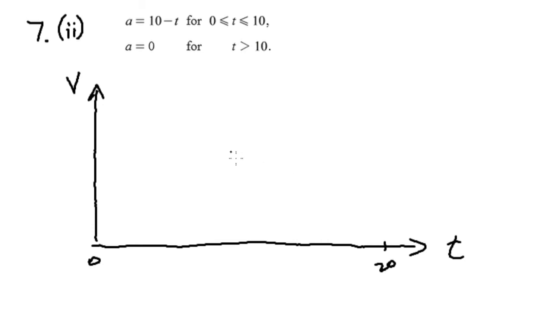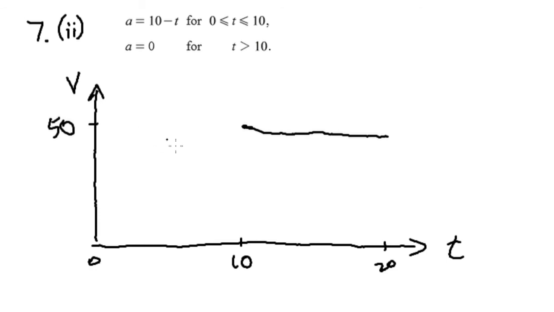So the way that you can do this is to use your previous answer. When t is 10, we know that it is at 50. So let's say this is 50. And we know that acceleration is 0 for any time after 10, and therefore this is just a horizontal line. It is horizontal despite how I've drawn it. Use a ruler for this part.